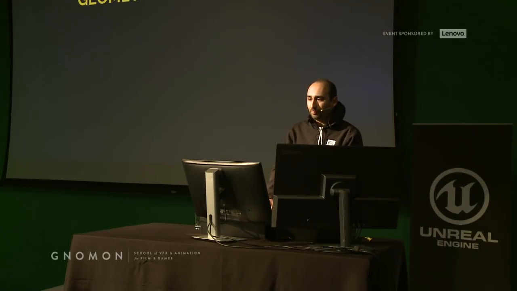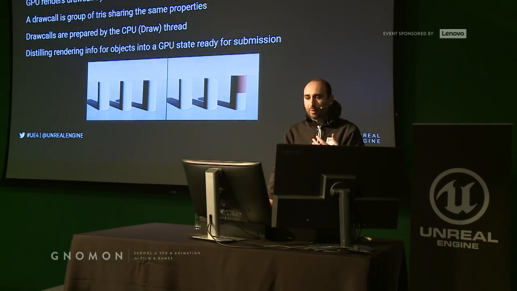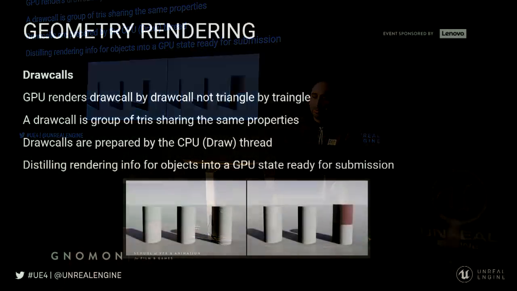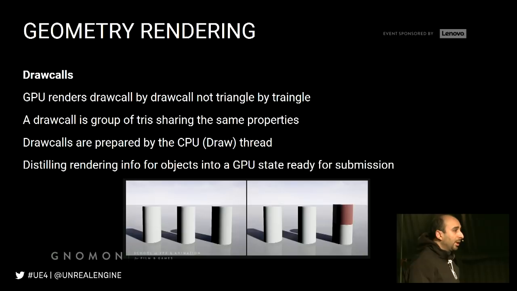Okay. So we are still talking about this step, which is geometry rendering. Now we are ready to actually render some geometry. In order to be efficient, the GPU renders draw call by draw call, not triangle by triangle. Basically, a draw call is a group of triangles that share the same properties. For example, this cylinder here on the far right is one object, but it has two different materials, so that will cause it to be rendered as two separate draw calls. Draw calls are prepared by the CPU, specifically with the draw threads. It needs to distill all the rendering info from the objects and prepare a GPU state that is ready for submission.